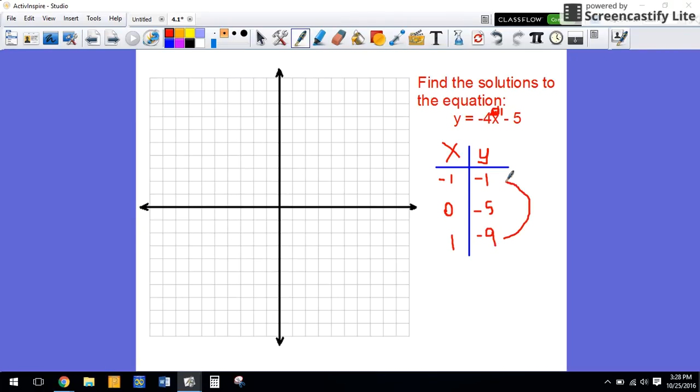So these 3 points are solutions to this equation. But those aren't the only 3. There are many, many more. In fact, there's an infinite number of solutions. So what we do is we graph these 3 points, and then we connect the points to make a line to show that all of those other points in between the ones we plotted are also solutions.